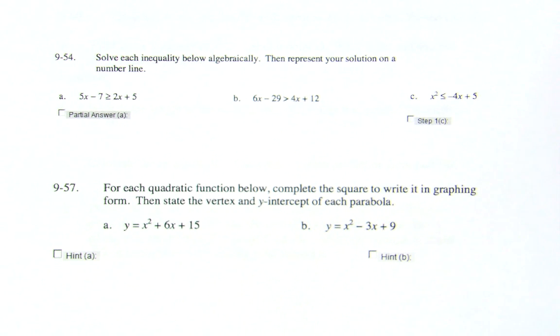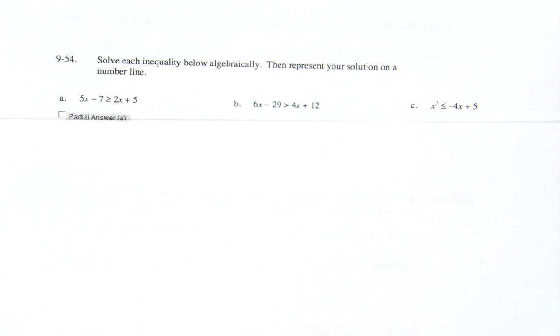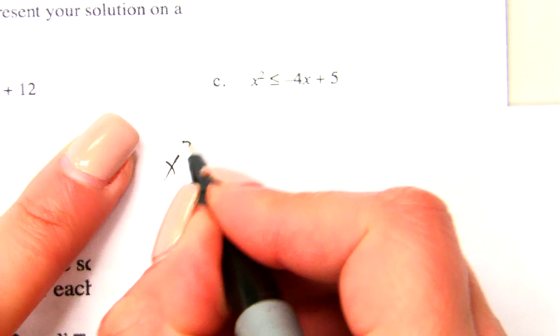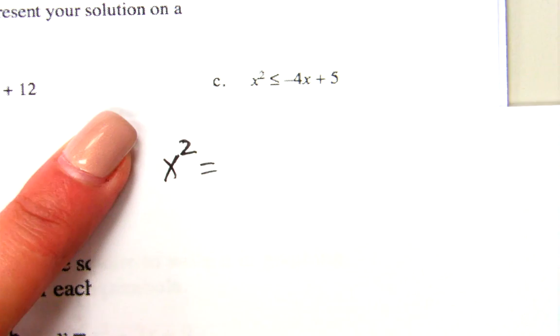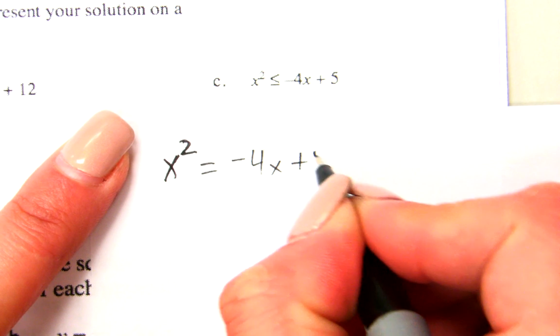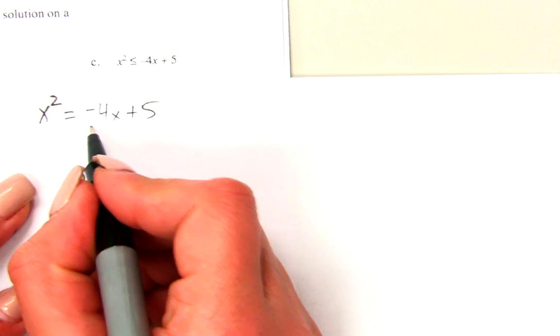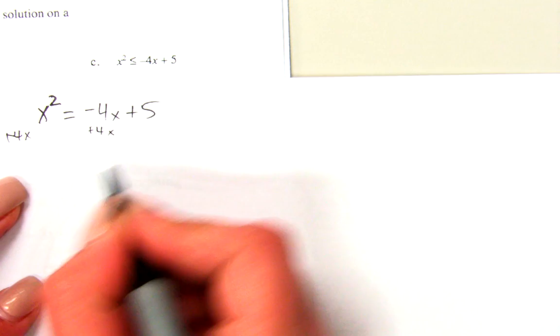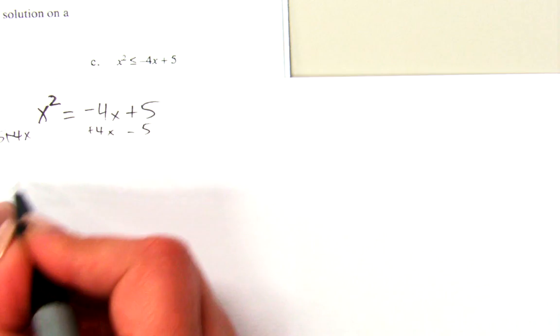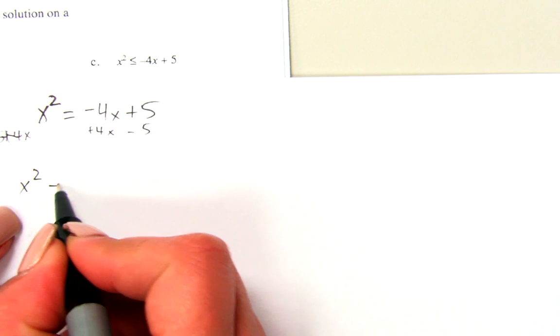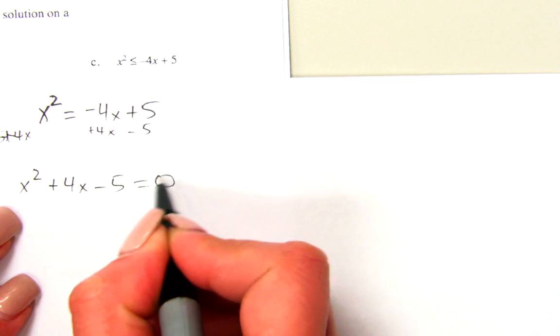All right, so for part C, it says that x squared is less than or equal to 4x plus 5. So we're going to move that over. If you watch the other video, it should be okay. That's the first step. The second step is to make it equal to 0 because we want to actually solve this quadratic. So we're going to add 4x to both sides, and then subtract 5 from both sides. So in the end, you should get x squared plus 4x minus 5 equals 0.